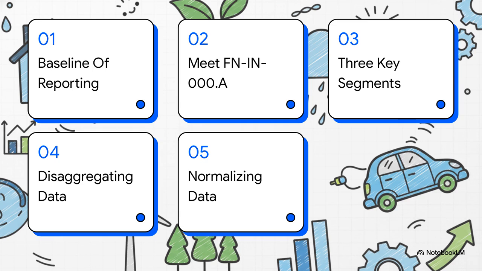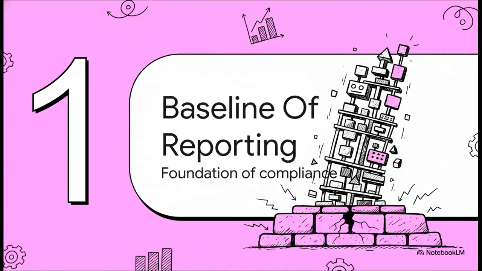So here's our roadmap for today. First, the baseline of reporting. Second, we'll meet metric FN-IN-000.A. Third, we'll cover the 3 key segments. Fourth, we'll look at disaggregating the data. And fifth, normalizing your data. All right, let's kick things off with Section 1, the baseline of reporting.